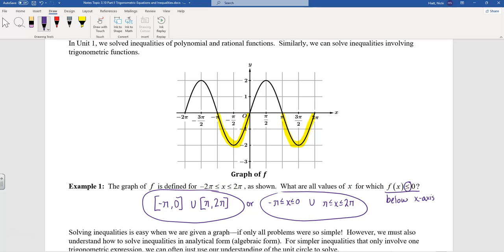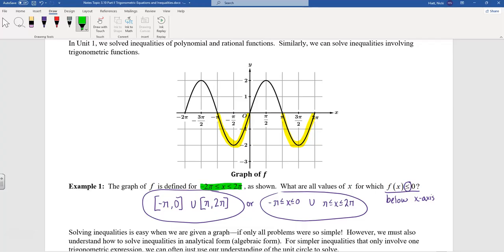For this problem, they have restricted our domain from negative 2 pi to 2 pi. So because they have said that right there, we're just given these two answers. If they did not do that and told us this was a periodic function that continues, then we would have to worry about some plus 2 pi case. I'm hoping that we don't see that.